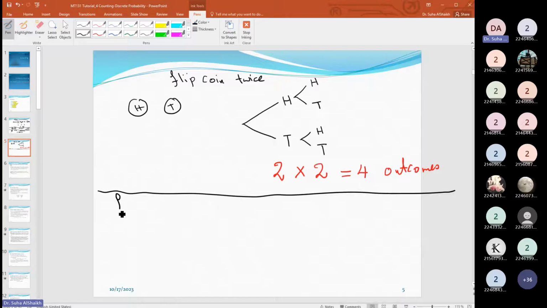Okay, say you have this experiment. You are going to flip a coin, then you're going to roll a die. So the first time when I'm flipping the coin, how many outcomes do I have?